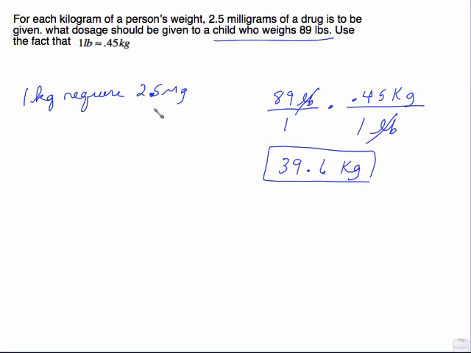He needs 2.5 milligrams for each kilogram of weight. So we just have to multiply this by 2.5 milligrams, and we will get 99 milligrams for his dosage.